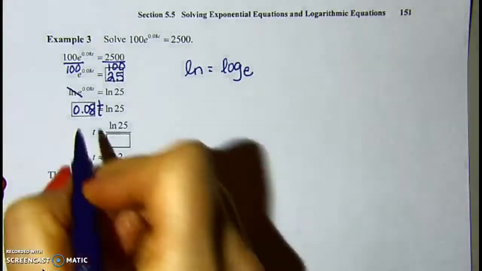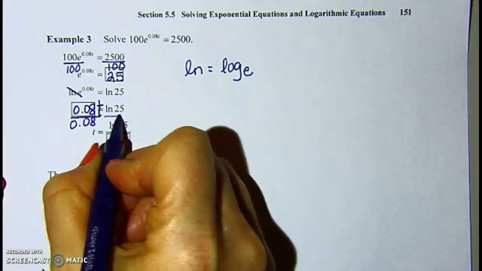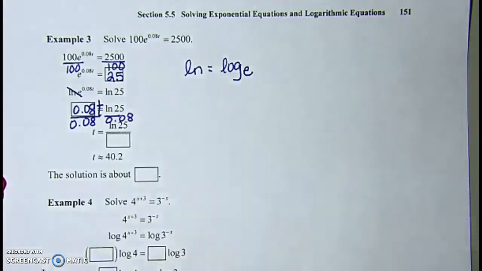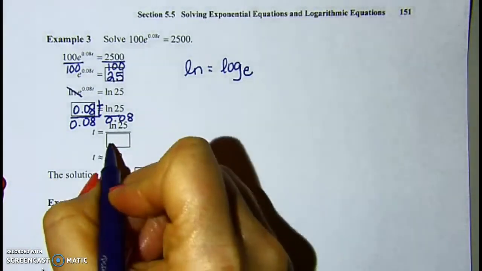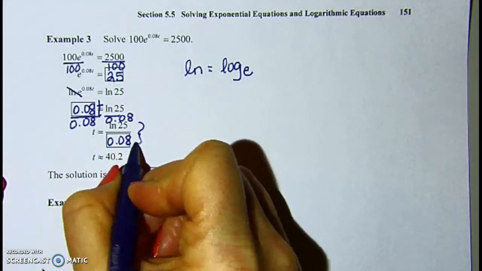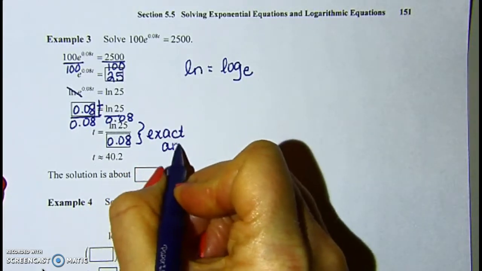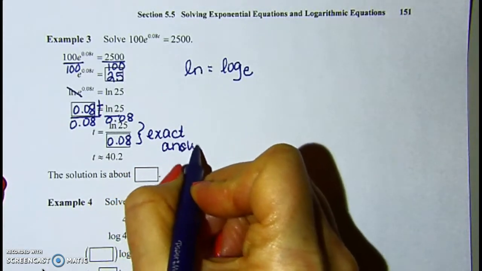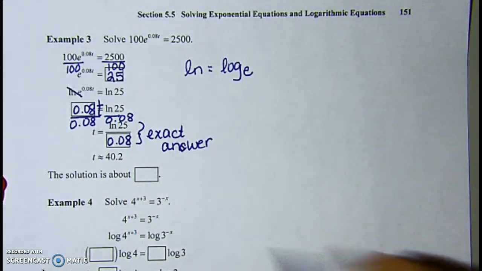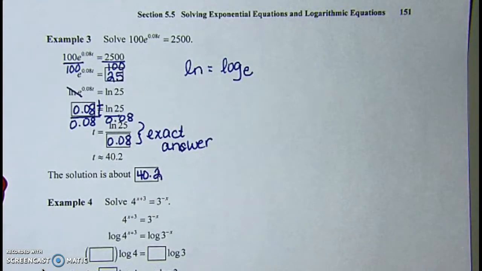But now I can get t by itself by dividing by 0.08 on each side, giving me the natural log of 25 over 0.08. So again, this would be our exact answer. And about 40.2 is our answer as well.